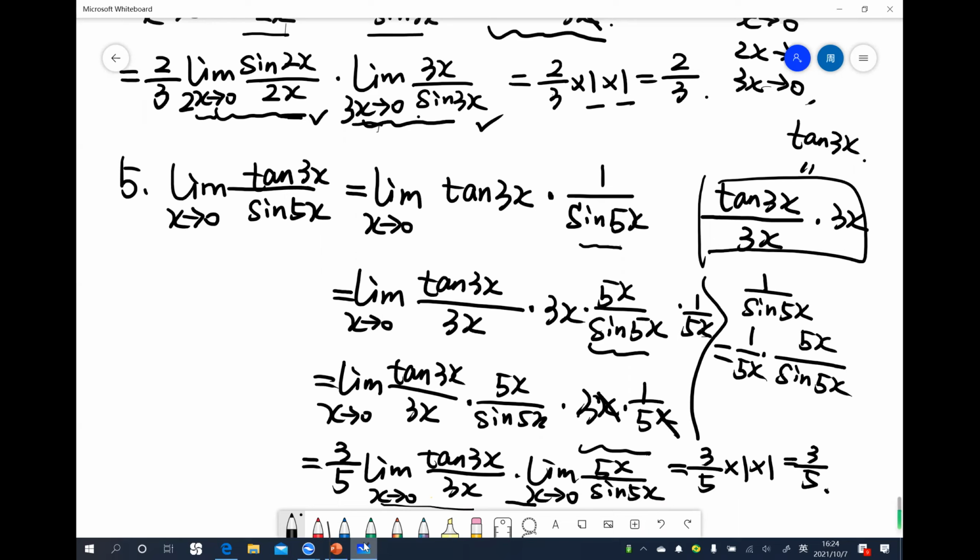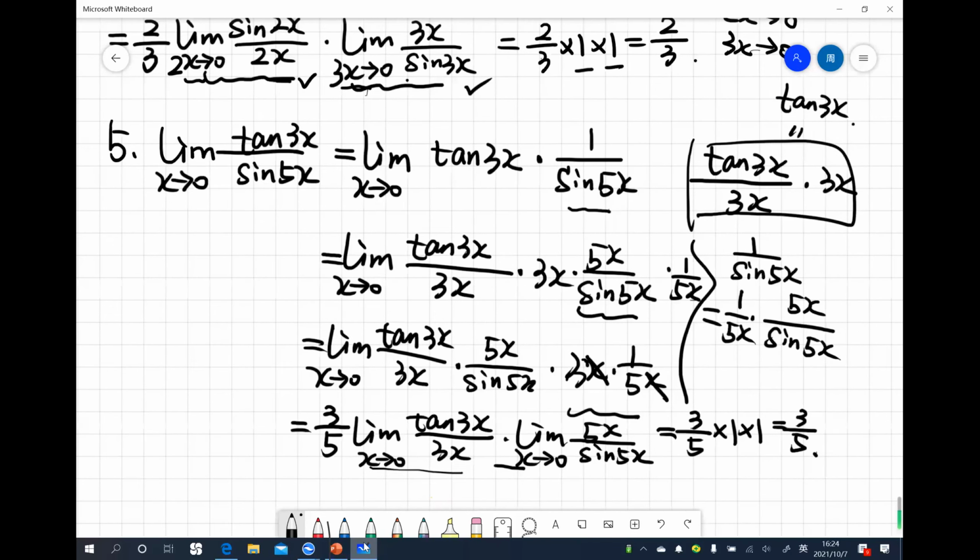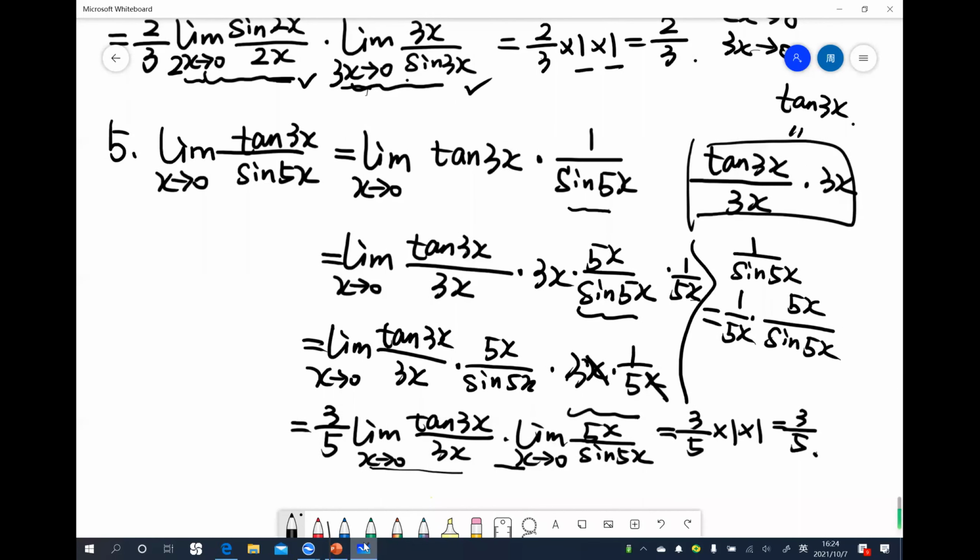And I think that is similar to number 4. So do you have any questions? Or can you understand better how I changed it? Understand. Okay, any questions? Okay, so let's move on.